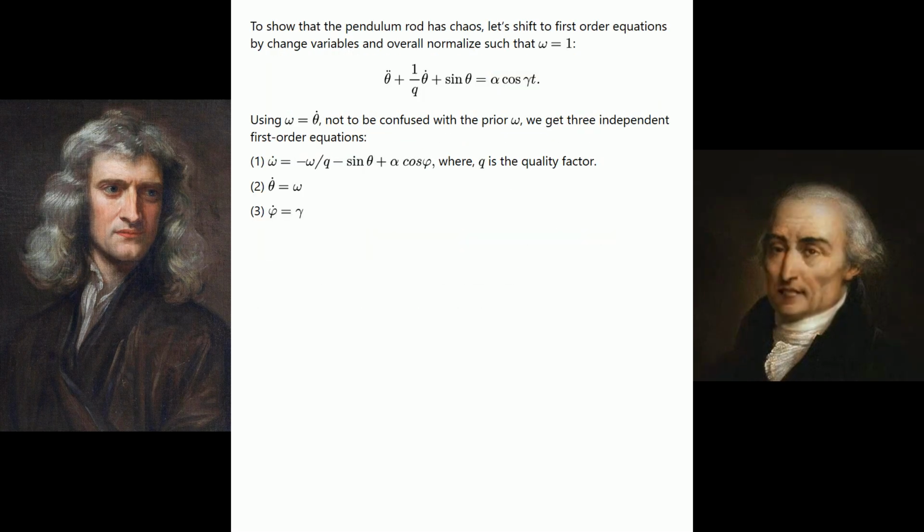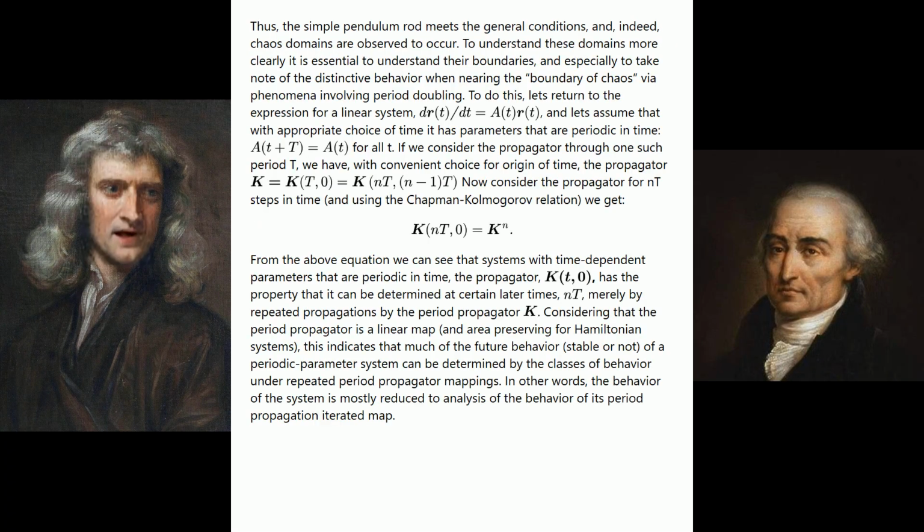To show that the pendulum rod has chaos, let's shift to first-order equations by changing variables and overall normalizing such that omega equals 1. See the equation shown. Using omega equals theta dot, not to be confused with the prior omega, we get 3 independent first-order equations. 1. Omega dot equals negative omega divided by q minus sine theta plus alpha times cos phi, where q is the quality factor. 2. Theta dot equals omega. 3. Phi dot equals gamma. Thus, the simple pendulum rod meets the general conditions, and, indeed, chaos domains are observed to occur.